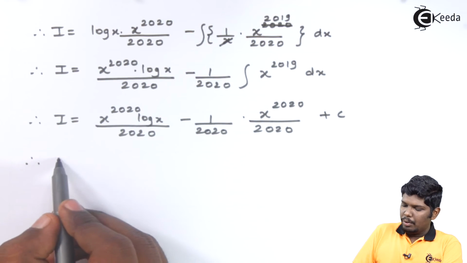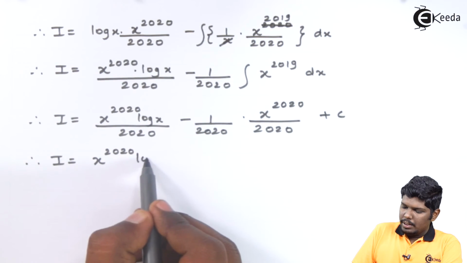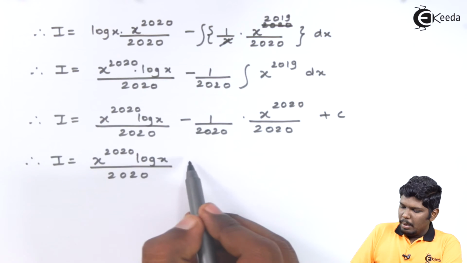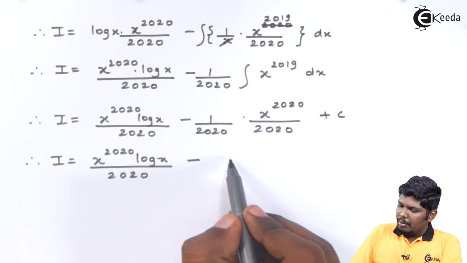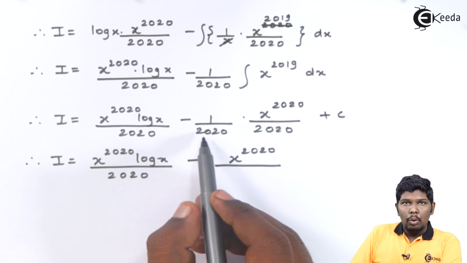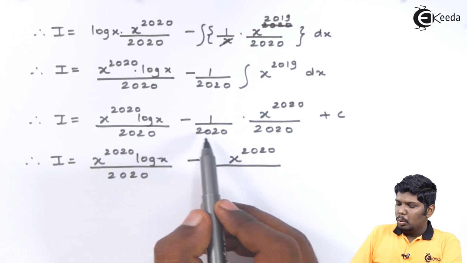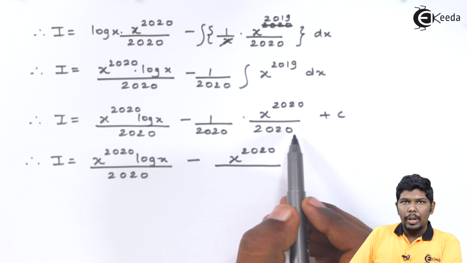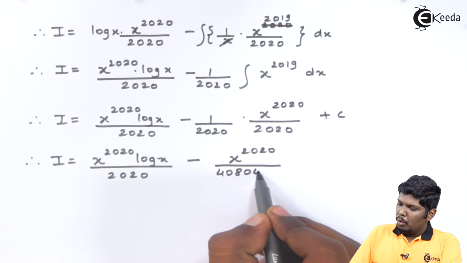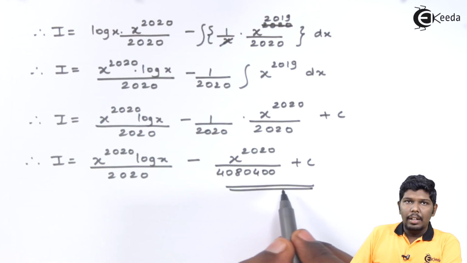Therefore the final answer of I will be x raised to 2020 log x upon 2020 minus, in the numerator we have x raised to 2020. Now 2020 into 2020 into 2020 will give you 4080400 plus c. This becomes our final answer.